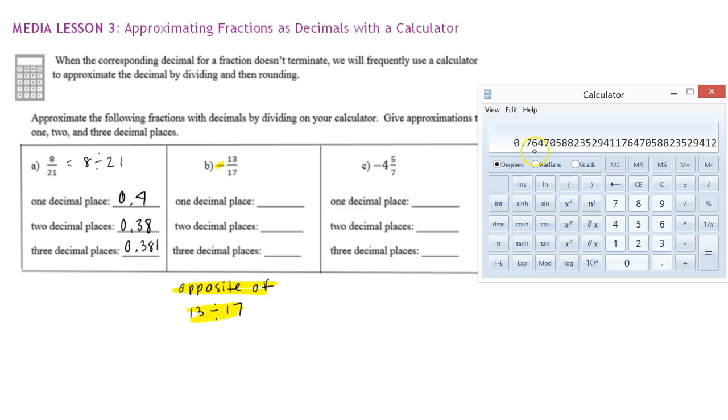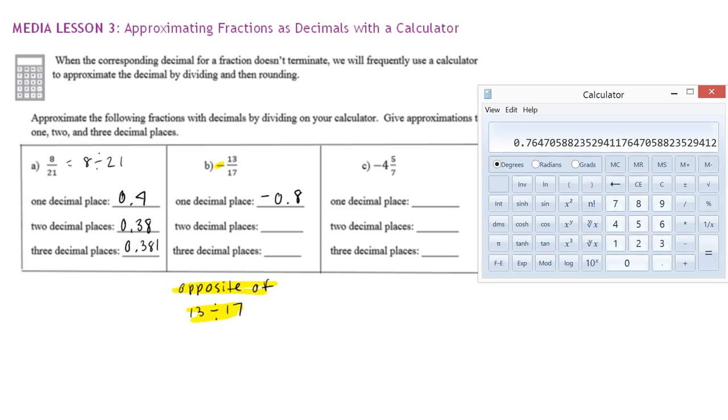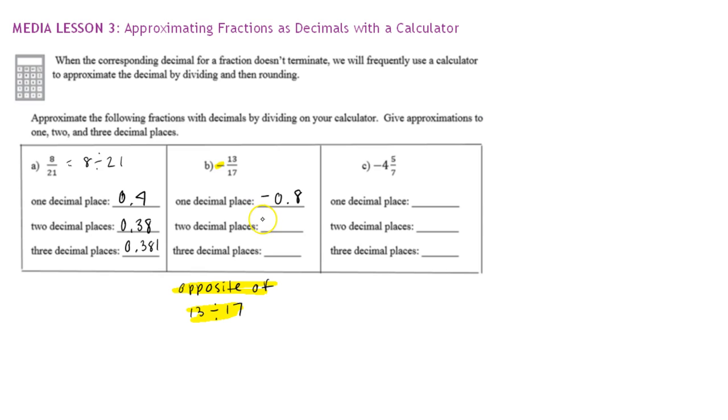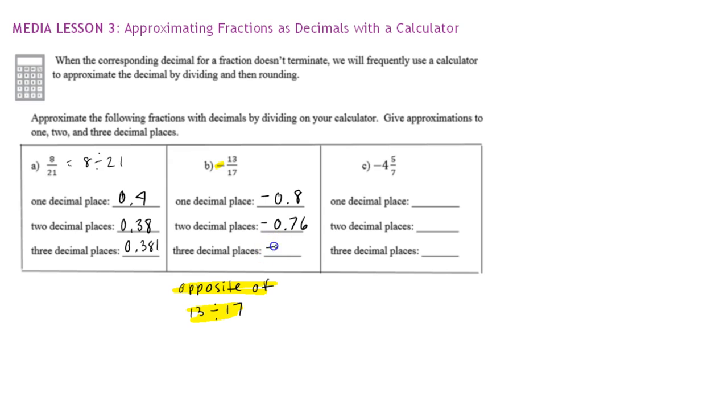So to 1 decimal place, the second decimal place is 6, so we're going to round up to 0.8, and that will be negative 0.8. For 2 decimal places, here's the second decimal place. The third is less than 5, so it's 0.76. So we have negative 0.76. And for 3 decimal places, we have 764. This digit is greater than 5, so we're going to round up to 0.765. Negative 0.765.